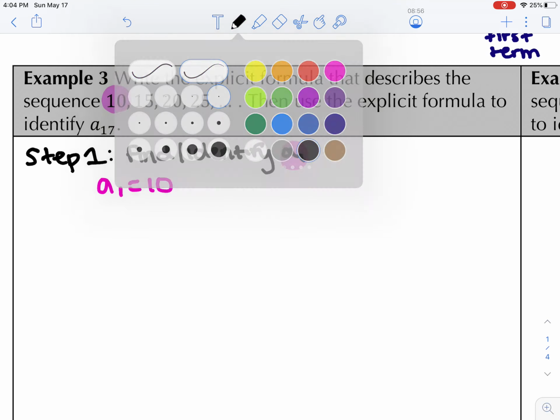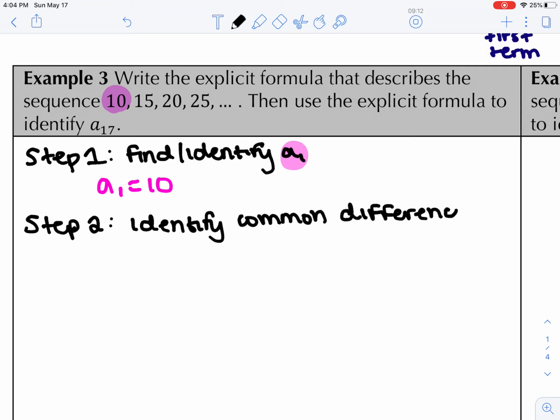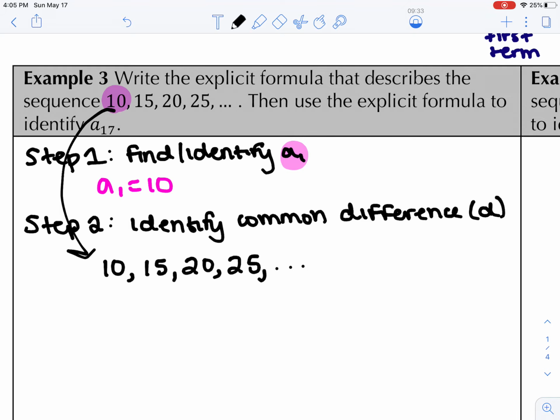The next thing we're going to need to do is identify the common difference, d. We'll remind ourselves that d is just the number that is being added between successive terms of a sequence. It might be helpful to copy the sequence down here. We have 10, then 15, then 20, then 25, and then we're told that this continues indefinitely.